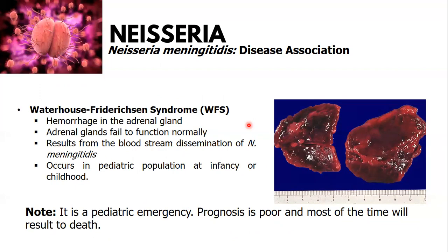Take note that Waterhouse-Friderichsen syndrome, or WFS, occurs in the pediatric population, especially at infancy or childhood, and it is always considered a pediatric emergency simply because prognosis is poor, meaning that if a patient with meningococcemia already suffers Waterhouse-Friderichsen syndrome, then it is difficult to reverse even with the administration of treatment. And most of the time, it will result in the death of the infant or the child.